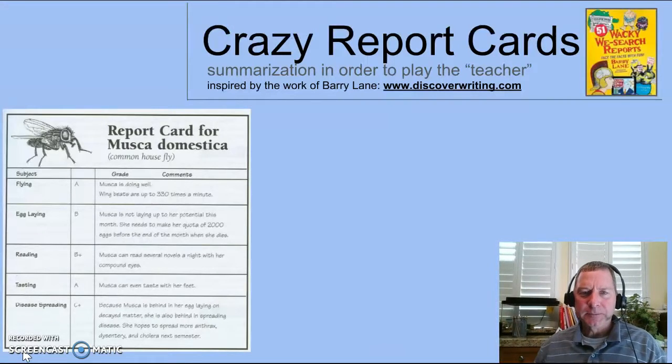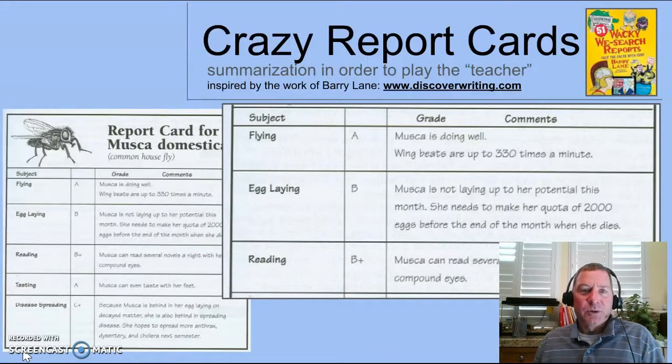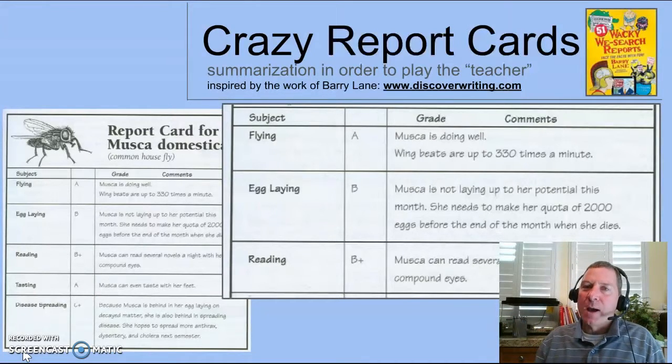And I'm going to zoom in a little bit here. In flying, which is one of the subjects they've decided is at flying school, the subject here, Musca, they've decided to give him a name. I believe that's based on the Latin name of a housefly. Musca's doing well. His wing beats are up to 330 times a minute. Now that's a fact these students learn about the housefly, and rather than writing it exactly the way they found it in their article, they were forced to put it into a comment that a teacher might leave. And so these are written in the voice of a teacher. So it avoids them just copying sentences straight out. They have to put it in the voice of something.